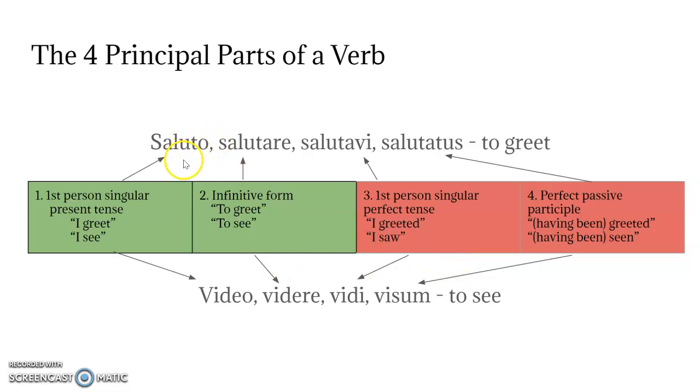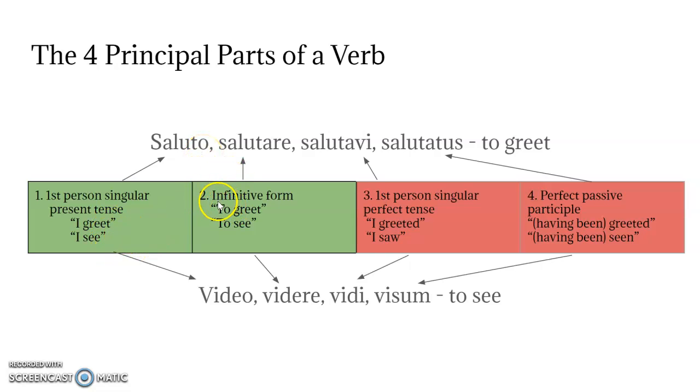So even though we're only using the first 2 for now, we're still expected to learn all 4 of these for each word because they're going to be important eventually. So the first principal part is always going to be the first person singular of the present tense. So saluto means I greet. Video means I see. You know this from our last video when we talked about the ending O, meaning that I am the one doing something.